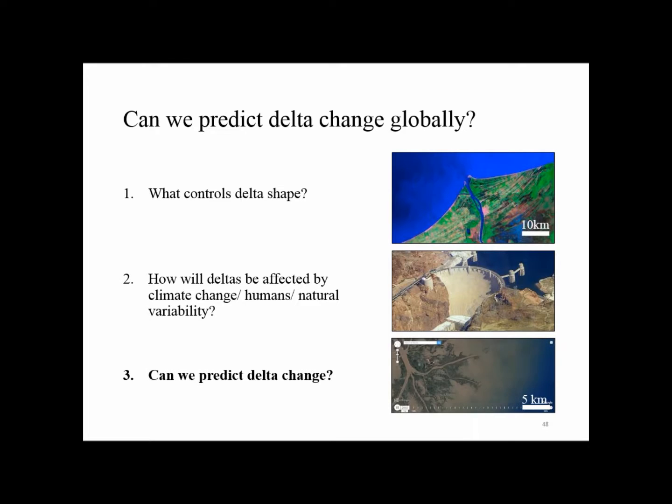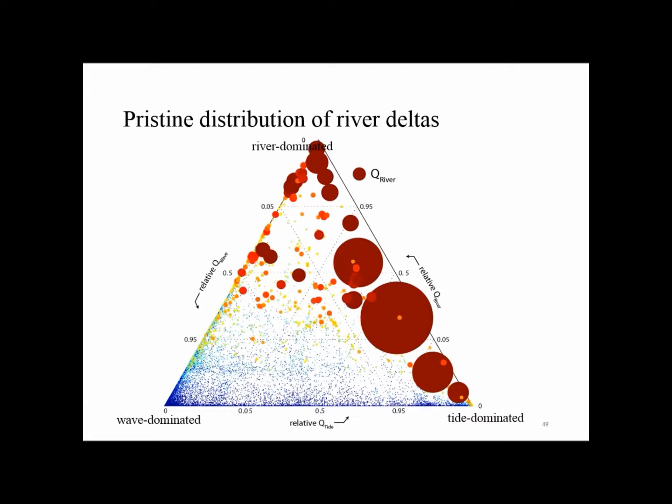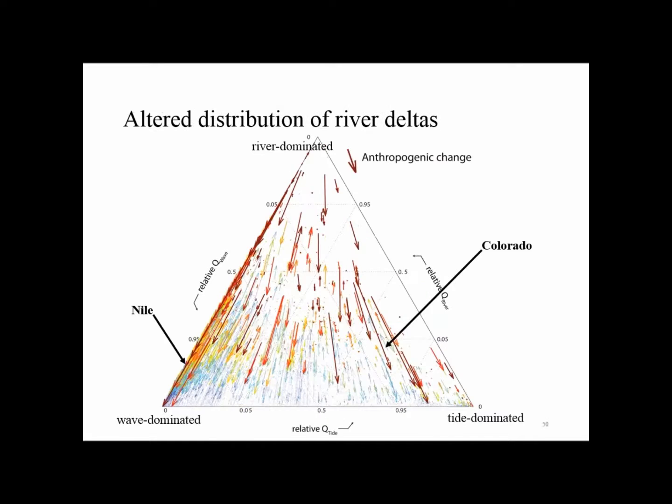So putting that stuff together, can we then combine those two data sets and predict something about delta change? So let's start out with the pristine distribution. This is the delta distribution if there were no humans on the planet. And this is if we look at how all these deltas might change in the future. So all of these arrows are where a delta should be without humans and where deltas are headed towards because we've changed fluvial sediment flux and wave heights. And we assume tides are not going to vary too much on this short time scale.